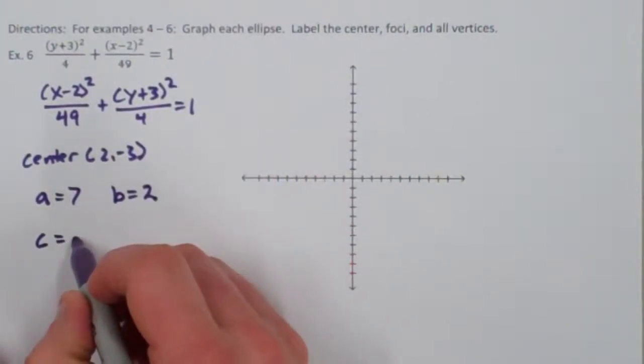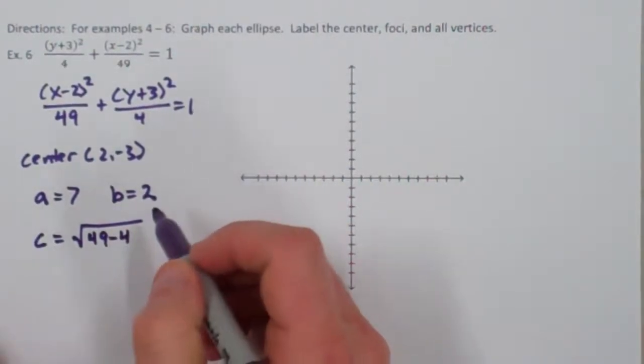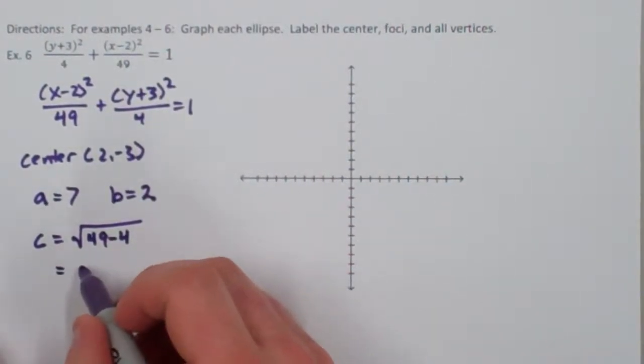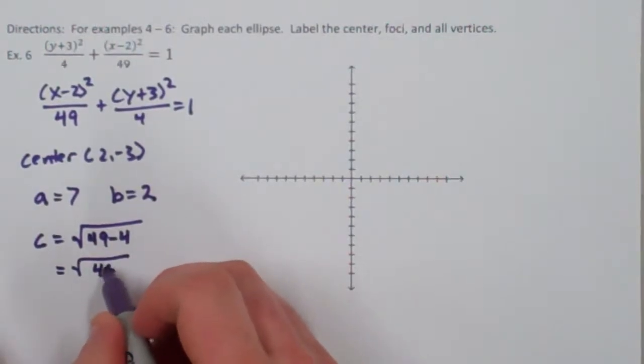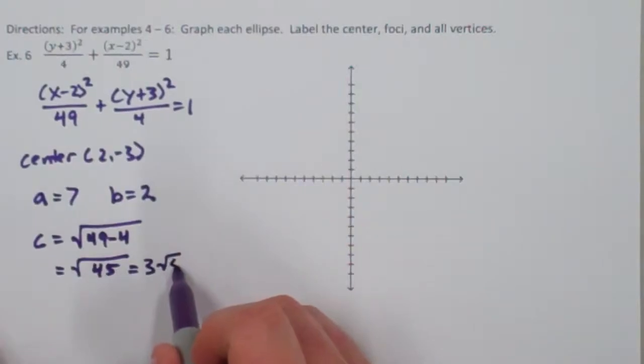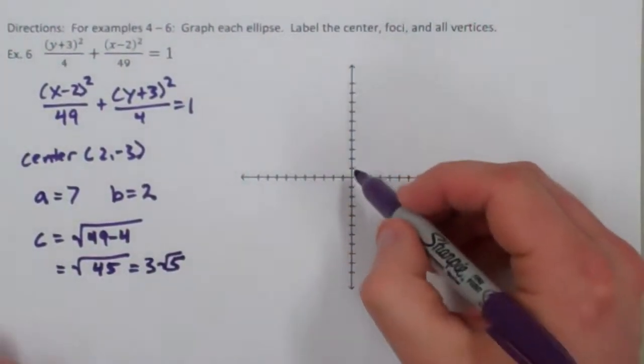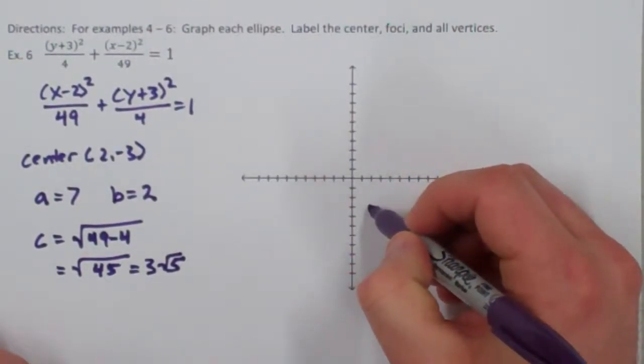And C, all we need to do is take the larger value, subtract the smaller one. So we've got 49 minus 4, which I think should be the square root of 45. And last time I checked, that would be 3 root 5. So if we're graphing this thing, we could go to 2 and then negative 3.